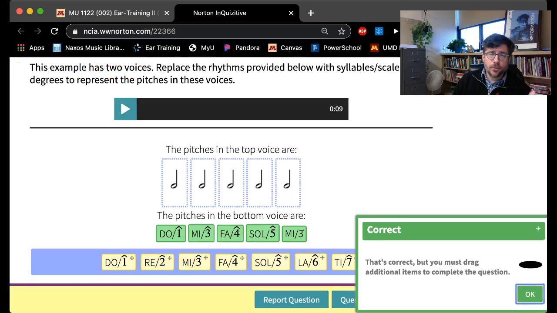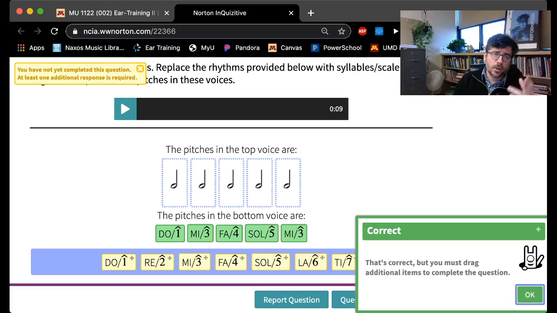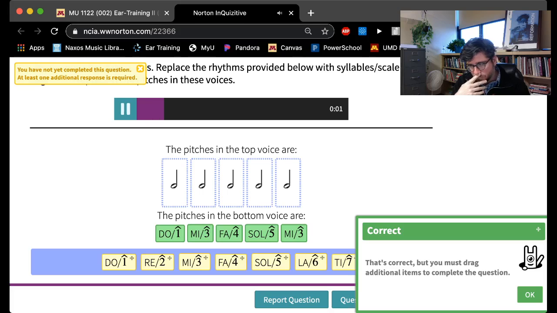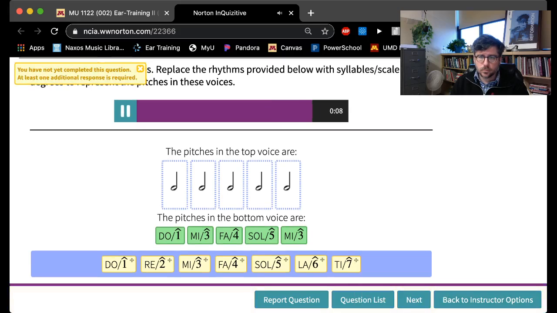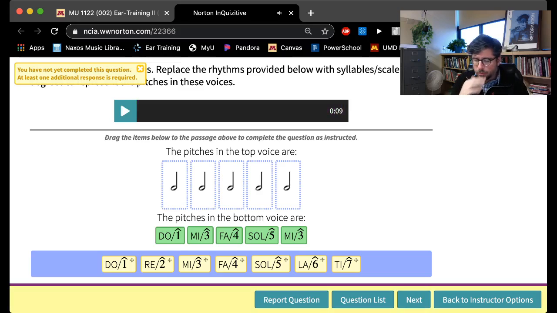mi. Now, after I put that in, I'm going to listen and see if I was right, and then I'm going to start listening for that top line. So what's the first note of the top line? Do, re, mi, fa, sol, la, ti, do. See if you agree with that.